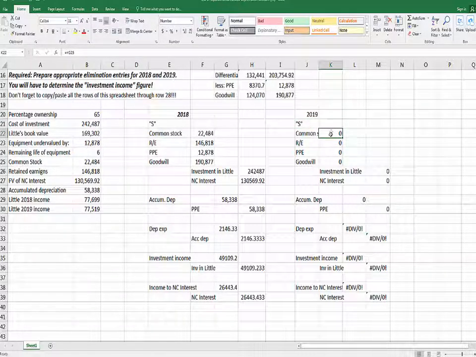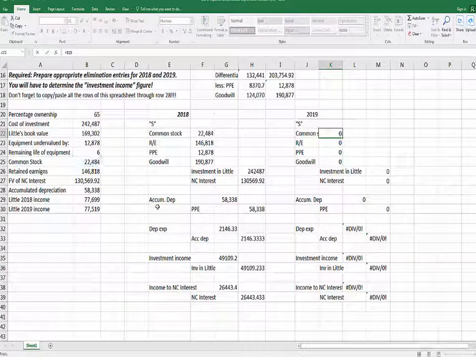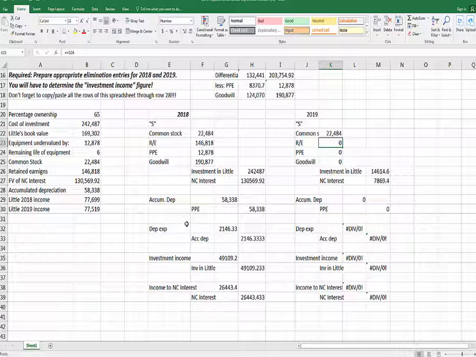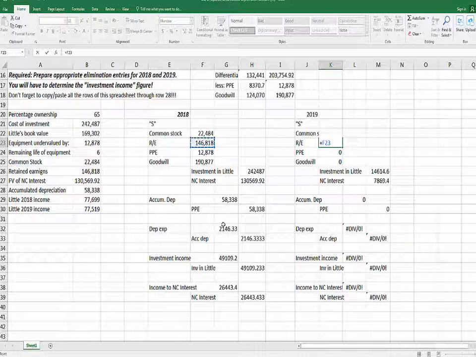Okay, going down one by one. Common stock, still 22,044. Retained earnings. Last year's retained earnings was 146,818. We would add Little's income and subtract Little's dividends. Little didn't pay any dividends, so basically we're going to have last year's retained earnings plus income.